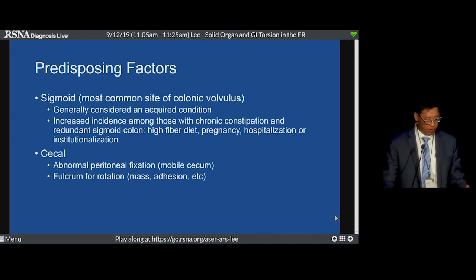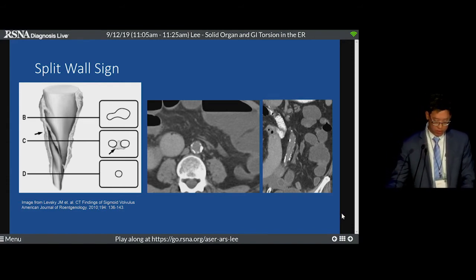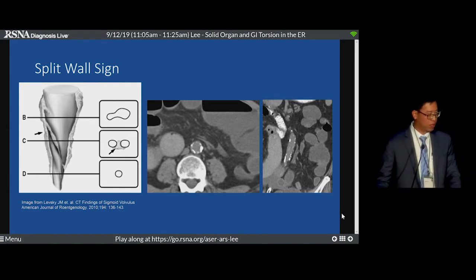While the other side of colonic volvulus, the cecum, is generally thought to be secondary to anatomical variations of peritoneal fixation or an acquired mass or adhesion, or maybe a combination of these things. And the reason I chose this case is basically to illustrate a few of the subtler signs of CT sigmoid volvulus.